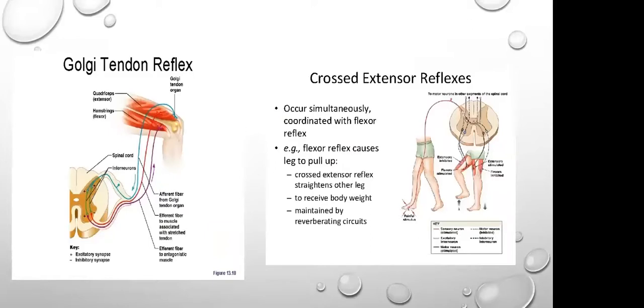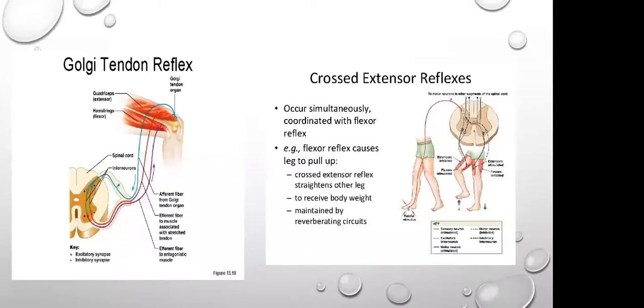So here we have the Golgi tendon reflex, the extensor muscle, and the flexor muscles. So here the afferent fiber from the Golgi tendon organ goes to the extensor, and we have an afferent fiber to the muscle associated with the stretched tendon, and an afferent fiber to the antagonistic muscle.